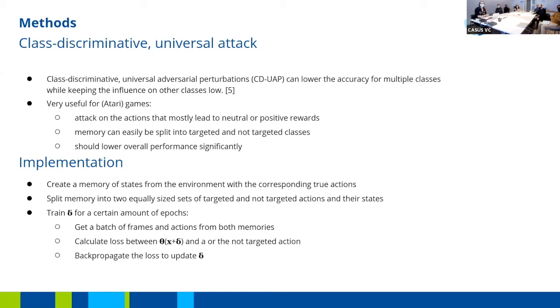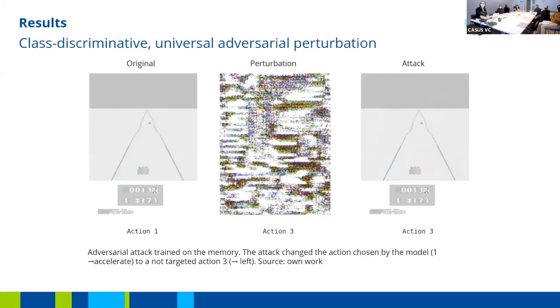The overall performance should be lower, but this method should still be somewhat stealthier, because you have this trade-off. You can't lower the accuracy on all the classes. You have to somewhat keep it up for the other classes as well. And maybe to give you a bit of an insight, the perturbation looks different in this case. It always looks different when you calculate it, of course.